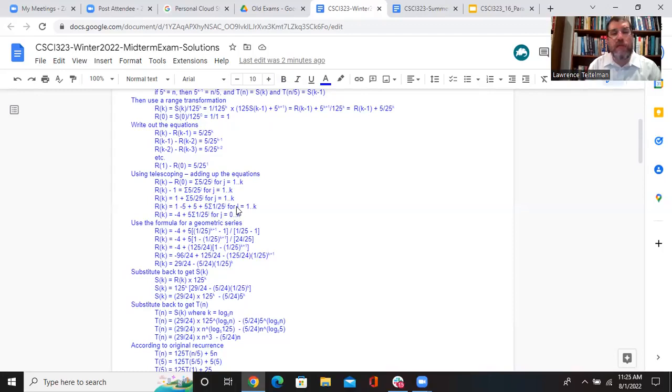So everyone see that? Previously, the series was going from J, as J went from 1 to K. Now I'm going from J equals 0 to K. So I'm taking that 5 here and I'm making that part of the series. And now I can use the formula for the geometric series.